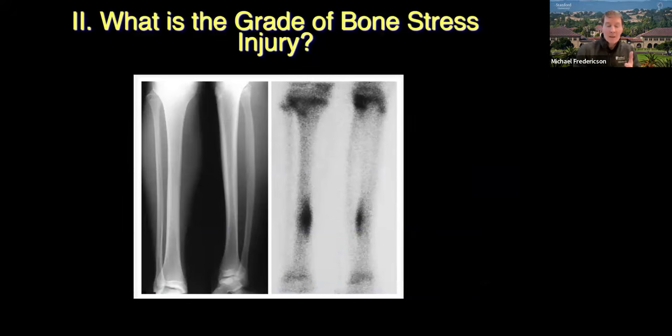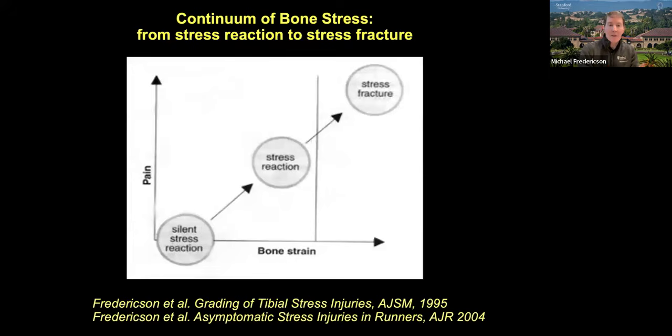So the first thing, again, we talked about now is, do they have any history of triad or RED-S? And you need to keep that in mind, because if they do, that's certainly going to impede healing. Then the next thing is, what is the grade of the bone stress injury? And there's a continuum from a silent stress reaction to a symptomatic to a full-blown stress fracture.